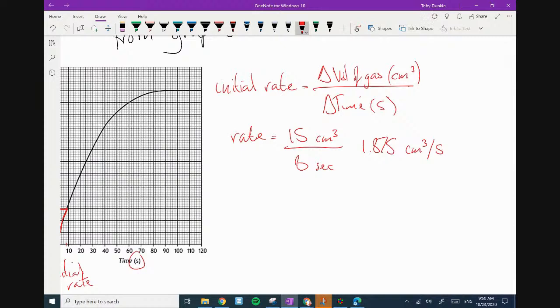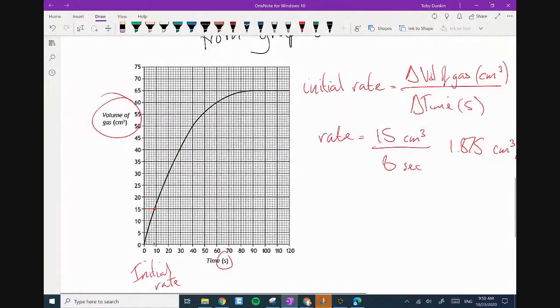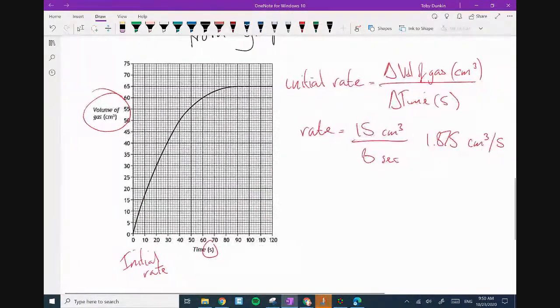Isn't that lovely? Yeah? Mr. Duncan, can you get rid of the red line? Yes. There you go.